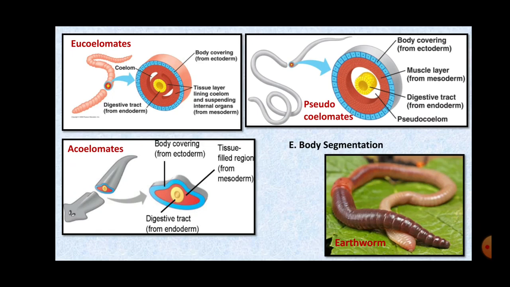The last characteristic is your body segmentation. Now, when you choose this feature or this criteria to study the animal, you will just have to superficially look at the animal and you will be able to distinguish. You can see small segments or small units throughout the body of the animal. When the body of the animal is divided into smaller units or smaller segments, that body is called a segmented body.